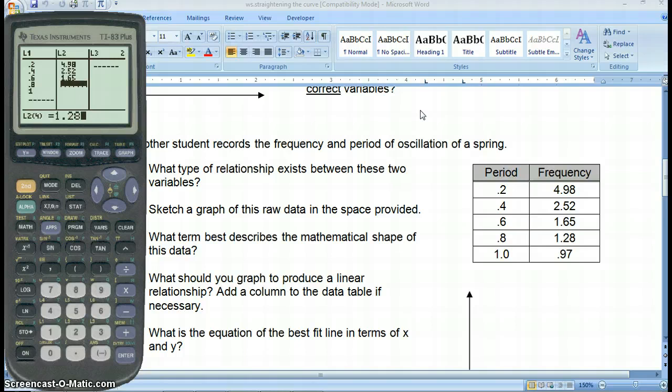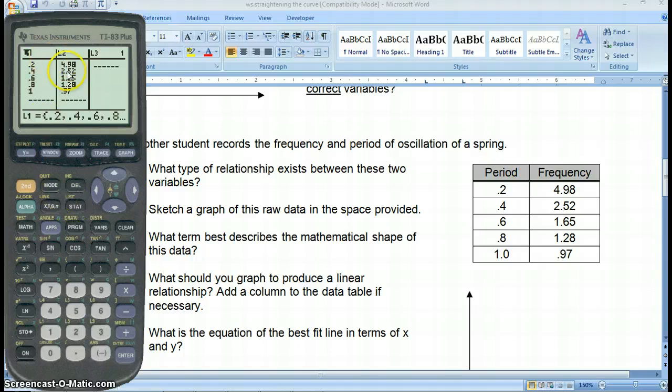And right now it doesn't really matter if you completely understand what period and frequency are. We're just looking at data. So later on we'll talk more about what period is and what frequency is, and we'll study those definitely in a lot more detail.